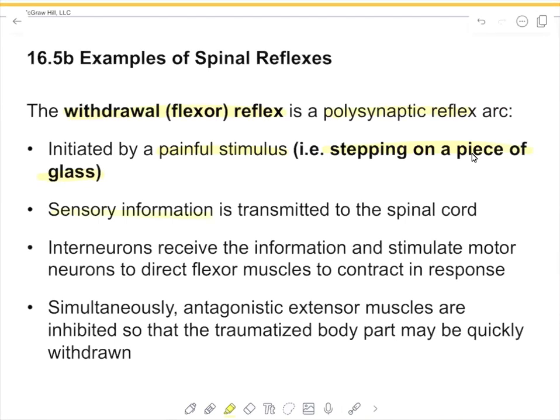So the sensory information is transmitted to the spinal cord. Interneurons receive that information and stimulate motor neurons, which direct flexor muscles to contract in response. At the same time, there's going to be antagonistic extensor muscles inhibited so that the traumatized body part may be quickly withdrawn. If this happens so that it uses extensor muscles on the opposite side of the body, then it would be a contralateral reflex.